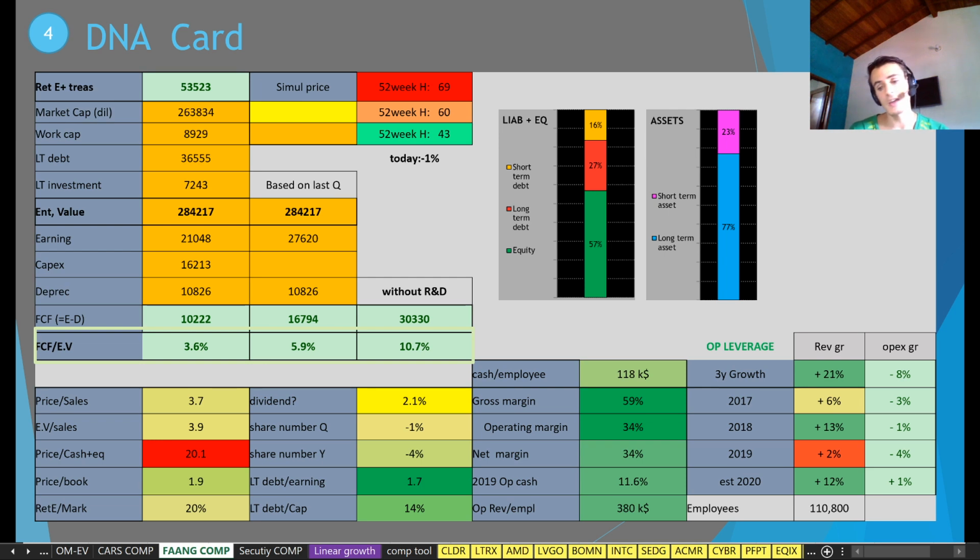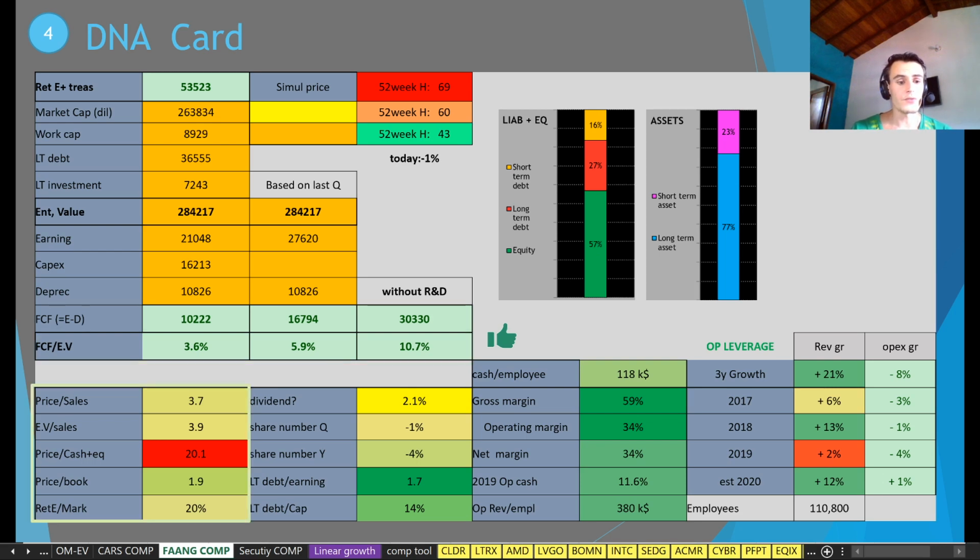But in this case, it doesn't make too much sense because it's such a technology company that R&D is really the key to maintaining its competitive moat. So I would not base my investment on this value, but more on this 3 to 6% yield return.